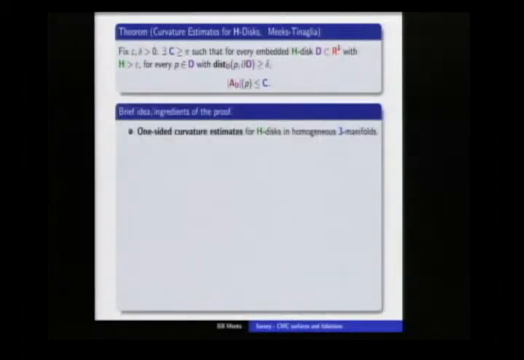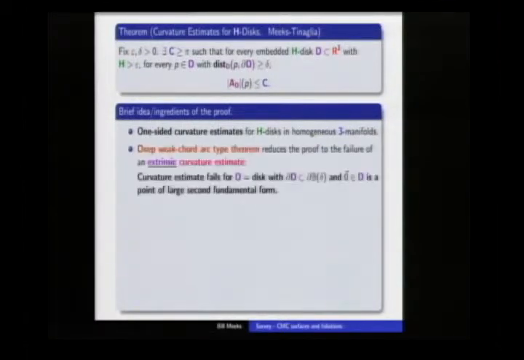Okay, so what are the ingredients? I'm going to talk about what one-sided curvature estimates mean; in a second, I'll draw a picture. One of the ingredients is what's called one-sided curvature estimates for H disks in homogeneous three-manifolds. It turns out that one-sided curvature estimates lead to what are called weak chord arc estimates. So they relate intrinsic and extrinsic distances up to constants, but they only do it in a certain kind of way. We'll see what that means in a minute.